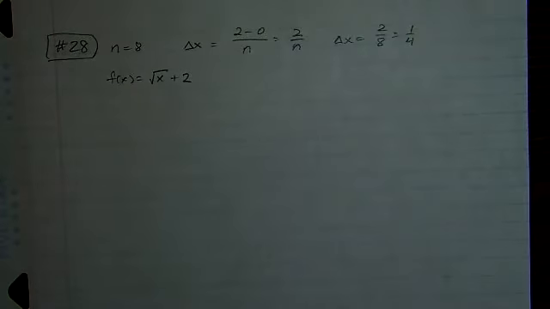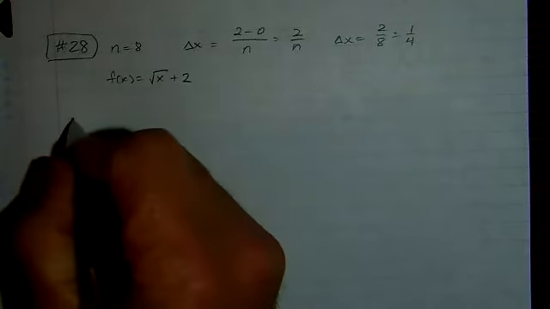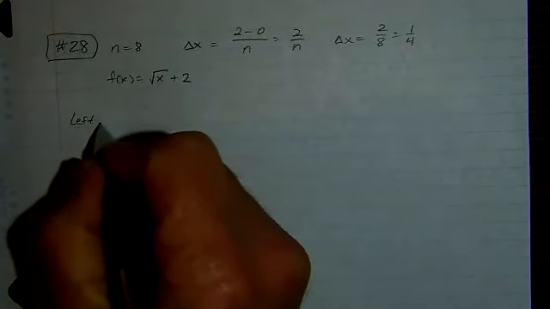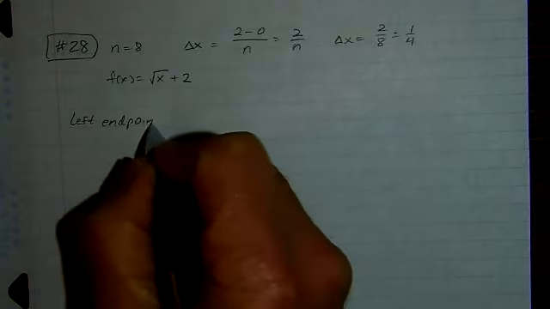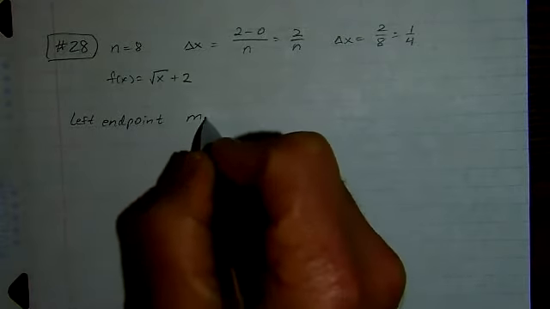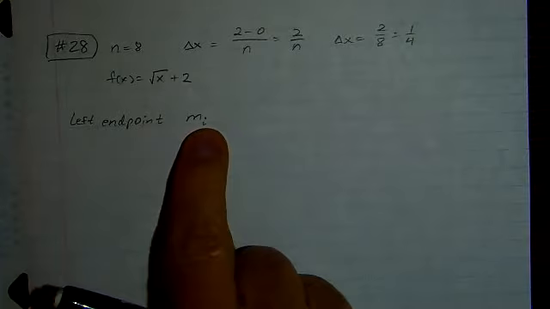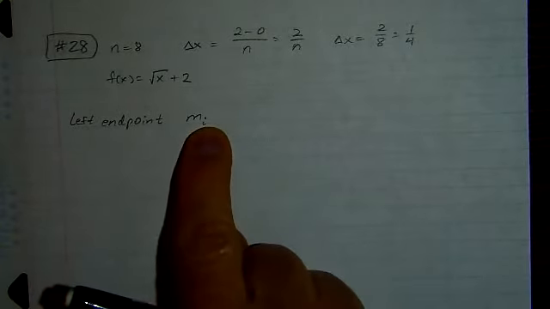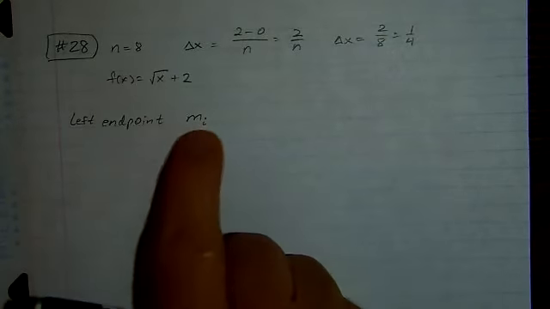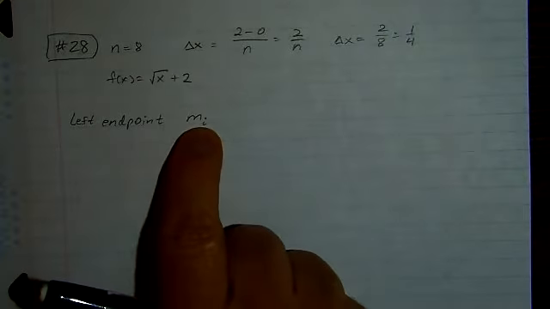We're going to need that. In the terminology you're going to see in example 4 in the book, the left endpoint is denoted by lowercase m with an index of i. i is your index, telling you which rectangle you're looking at. i equals 1 is the first rectangle, i equals 2 is the second rectangle, and we have 8 rectangles. So i is going to go from 1 up to 8.